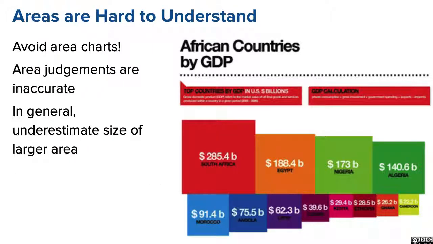For the same reason, we don't like area charts because our judgments of area are inaccurate. For example, the box for Algeria on the very far right here, the green box, is about half the size of the box for South Africa, but it looks like the box for Algeria is only a bit smaller than the box for South Africa. Okay, so judgments of area are not accurate for humans. You should avoid those in your plots as well.